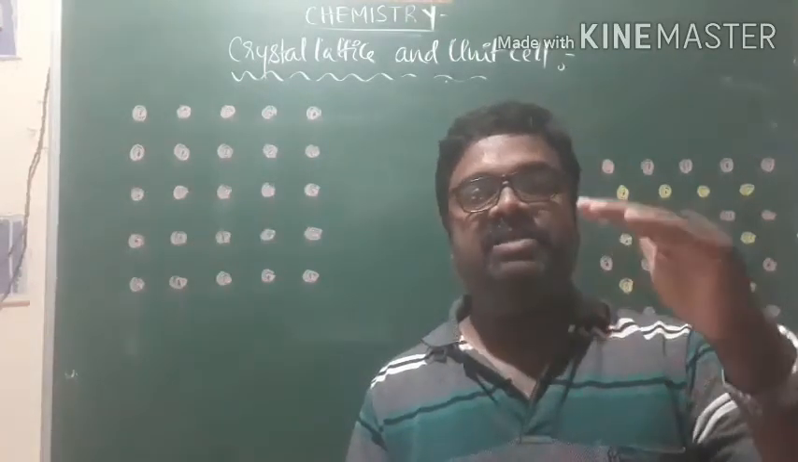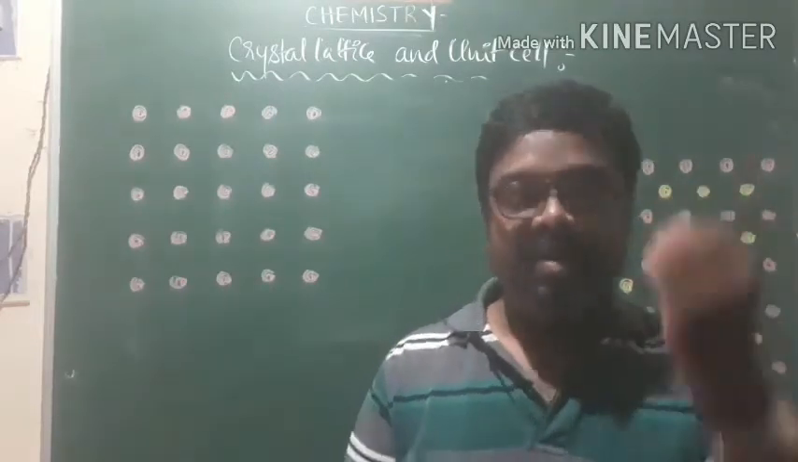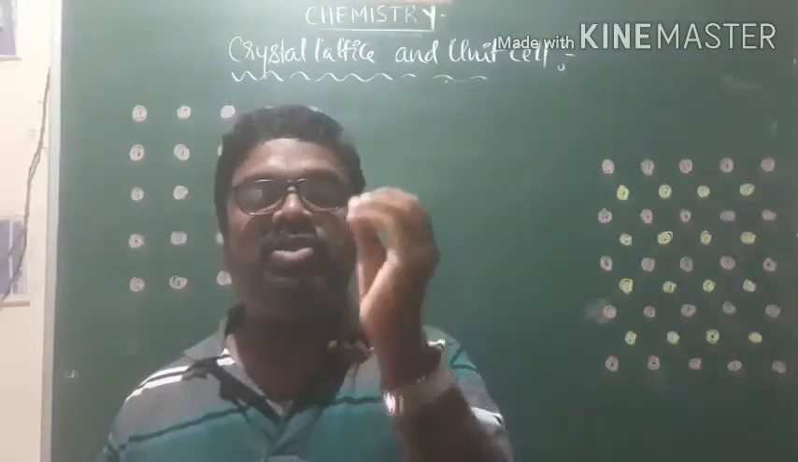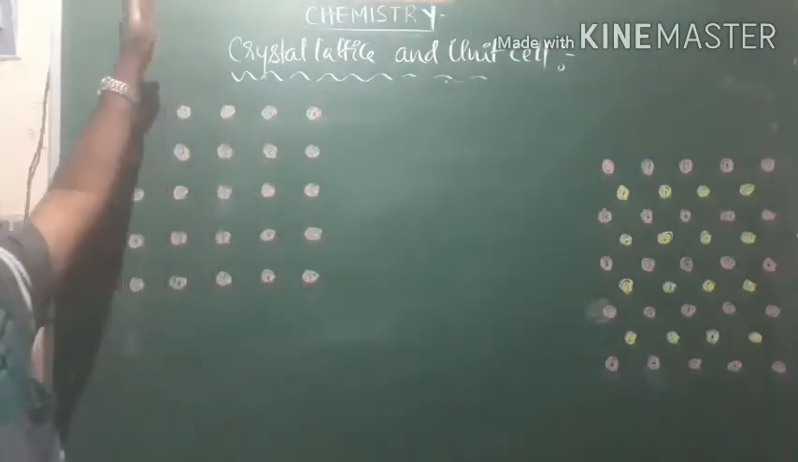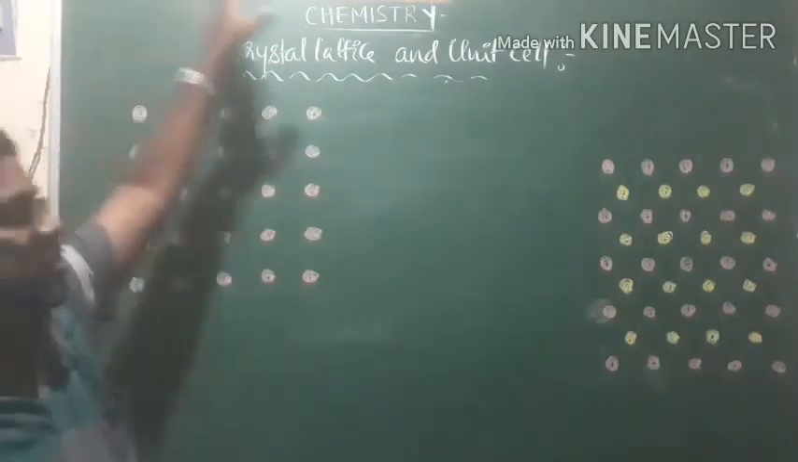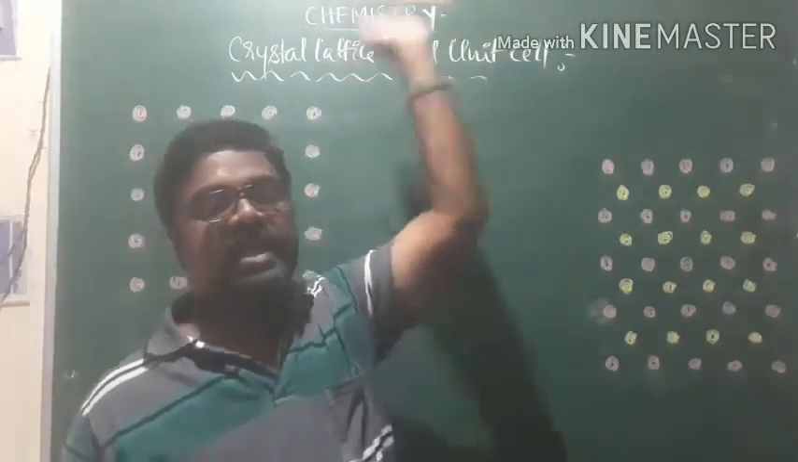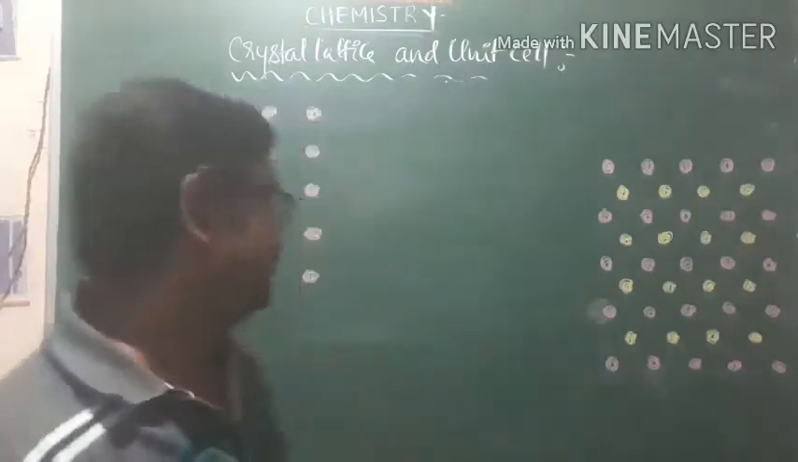When these lattice points are joined by certain imaginary lines, you get a group of lattice points which will be repeated again and again to generate the original geometry of the given crystal. That is what we call the unit cell, the smallest repeating unit in a given crystal, which is repeated again and again to generate the original crystal structure.